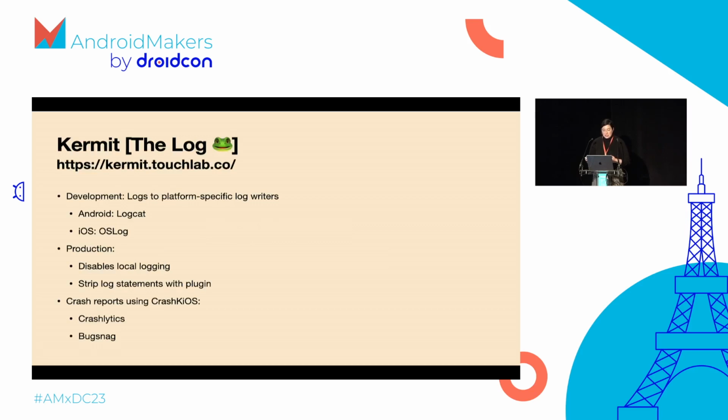And our last library is just Kermit, which I think is quite funny, Kermit the Log. So Kermit is an open source library from TouchLab that gives us not just better crash reports, but also logging in general for development time. And in development, you can log to your platform-specific logger, so that will be Logcat on Android and iOS Log on iOS. But in production, you actually want that logging to be completely disabled or even stripped out completely, and you can do that with a plugin. So this library also includes the CrashKiOS by default.